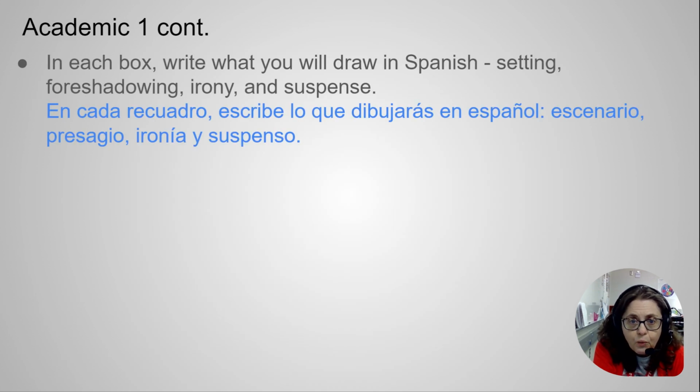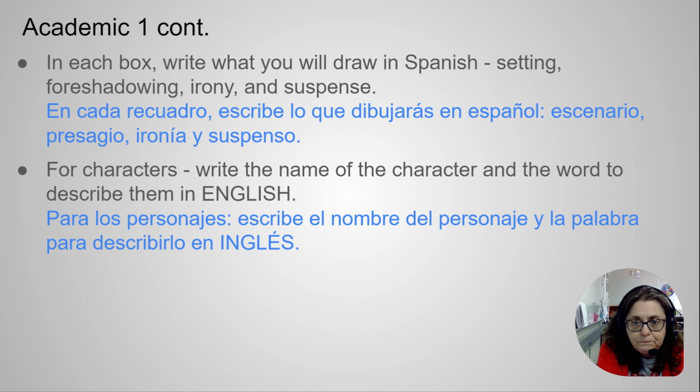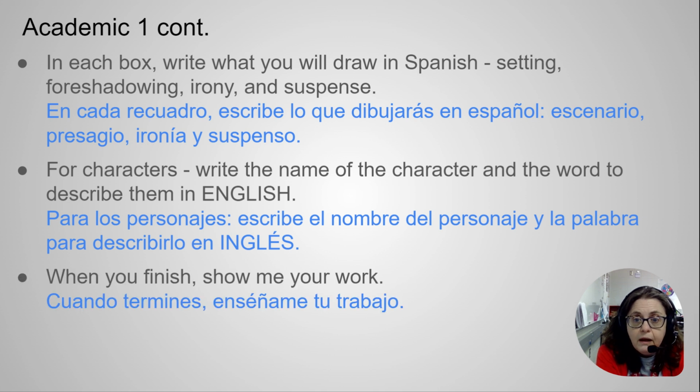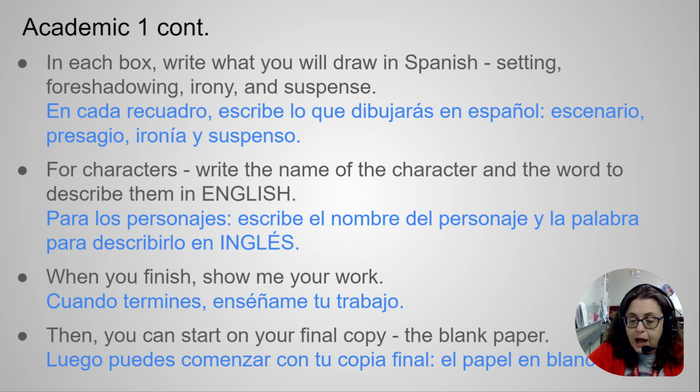Okay, so basically this is what I just said. In each box, write what you will draw in Spanish, for setting, foreshadowing, irony, and suspense, so that you have an idea in your brain of what you're going to put. Then for the characters, write the names of the characters and the word to describe them in English. And then when you finish, show me your work. And then you can start on the final copy. The final copy is basically a blank sheet of paper, and that's the one you're going to give me, okay? All right, so if you have any questions, just let me know. And I look forward to seeing your drawings of irony, suspense, and foreshadowing in The Monkey's Paw.